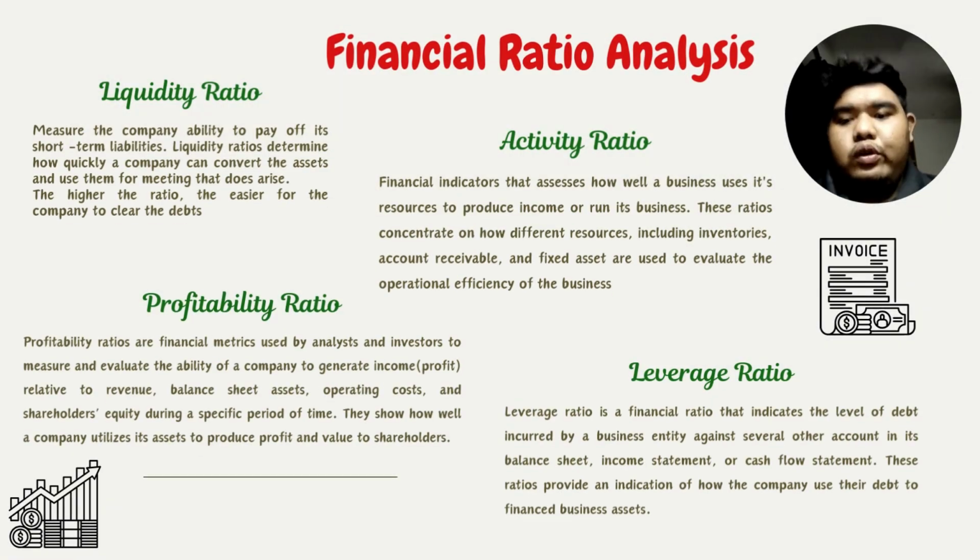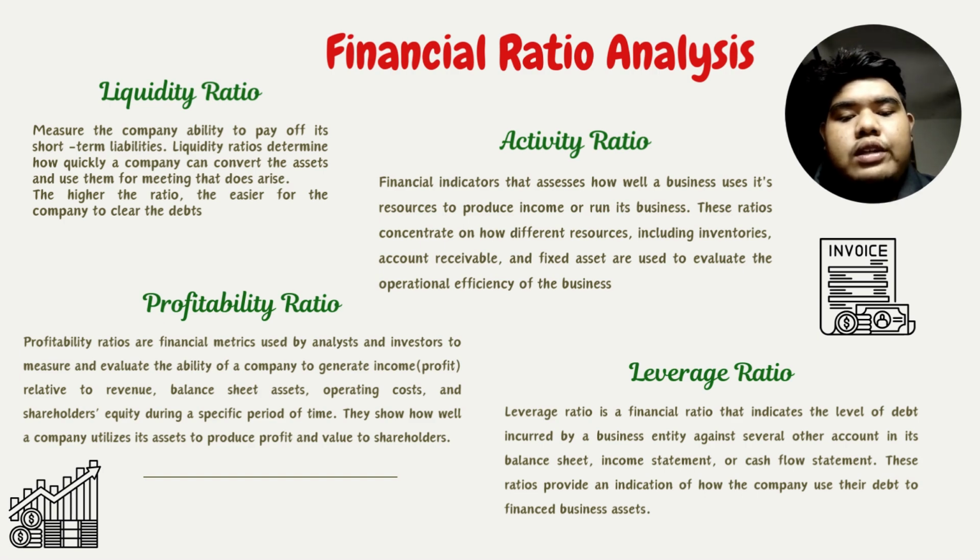Financial ratio analysis. Liquidity ratio measures the company's ability to pay off its short-term liabilities. It determines how a company can convert its assets and use them for meeting debts that arise. The higher the ratio, the easier it is for the company to clear debts. Okay, second one is activity ratio. Activity ratio is a financial indicator that assesses how well a business uses its resources to produce income or run its business. This ratio concentrates on how different resources, including inventories, accounts receivable, and fixed assets, are used to evaluate the operational efficiency of the business.